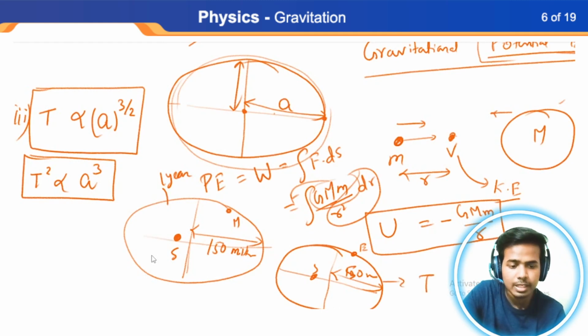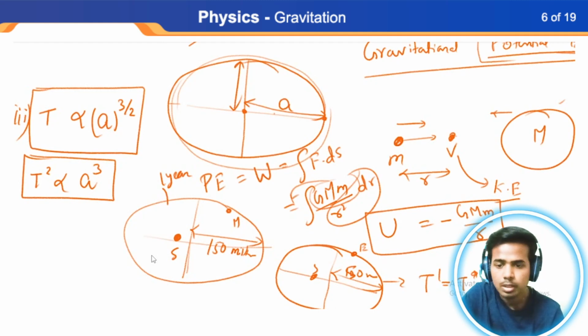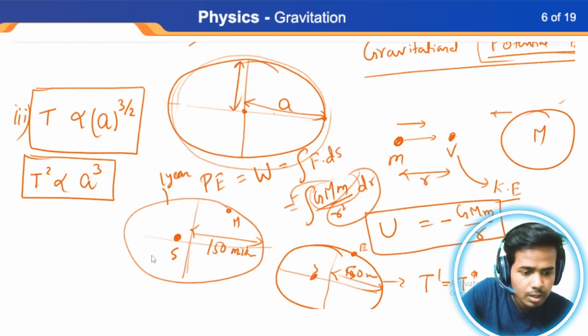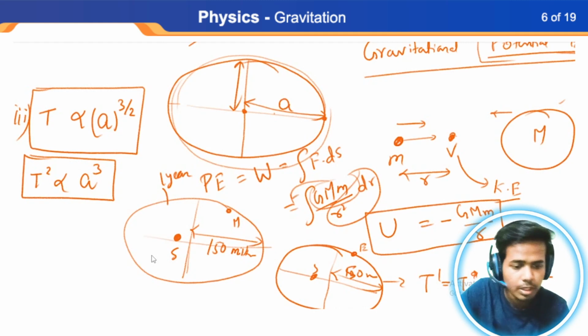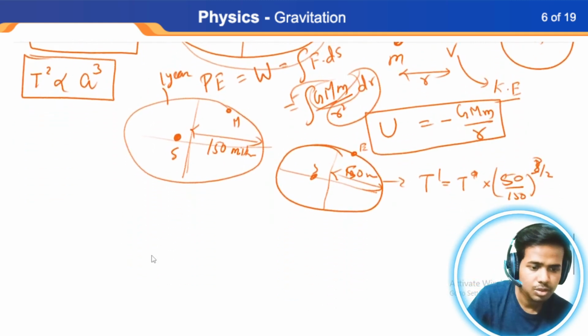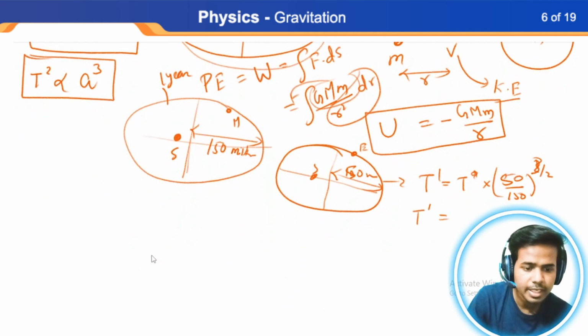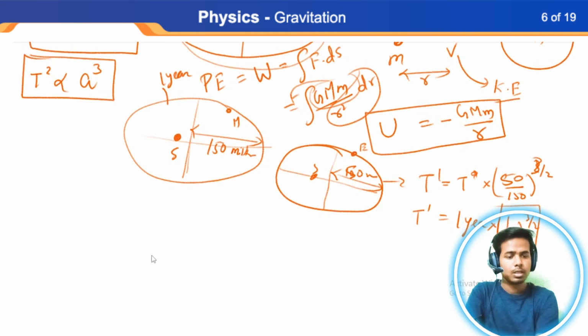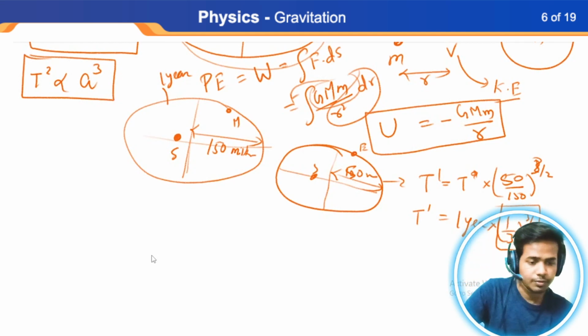It will take T dash equal to T into 50 divided by 150 to the power 3 by 2. All right, so T dash will be 1 year multiplied by 1 by 3 to the power 3 by 2. You can calculate this number. It will be smaller than 1, of course.